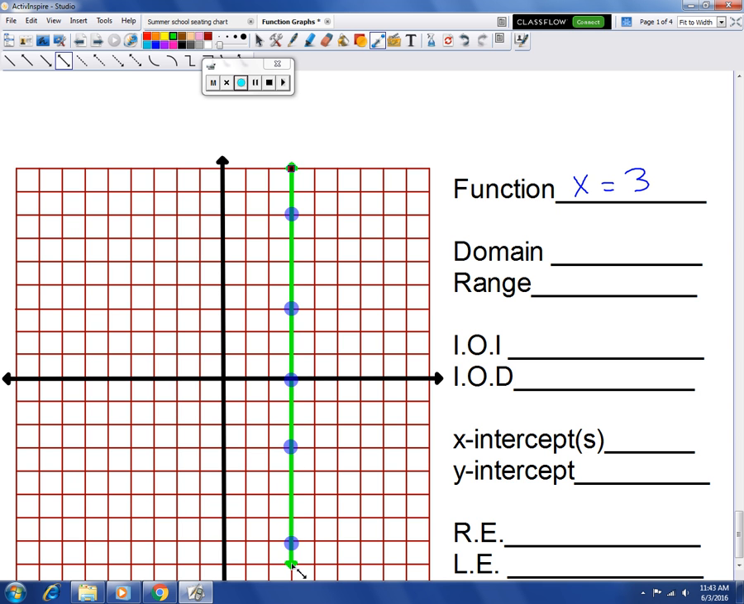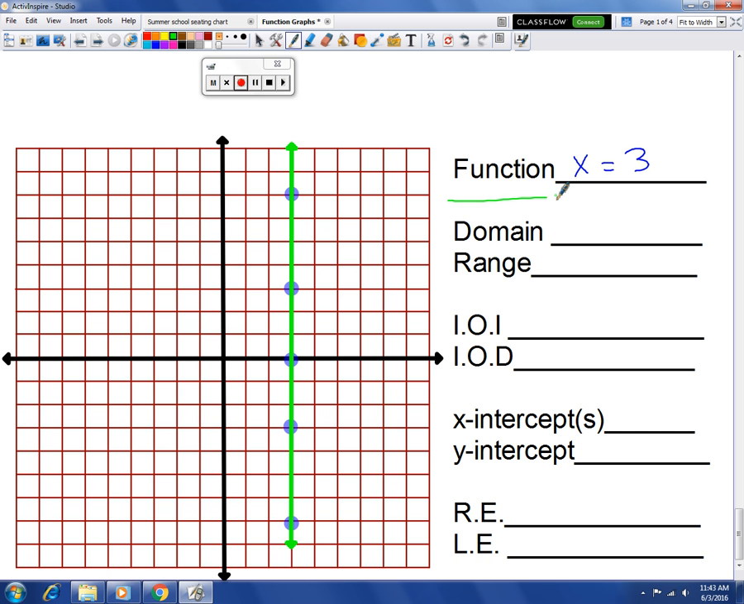That's why I'm not calling this a function, even though it says function right here. This is not a function because a function is defined by the vertical line test. If I draw a vertical line through a function like that, any vertical line will touch that graph at only one spot. Well, this one is not a function because if I draw a vertical line right through here, it hits that line in all kinds of spots. In fact, an infinite amount of spots. So it's not really a function.